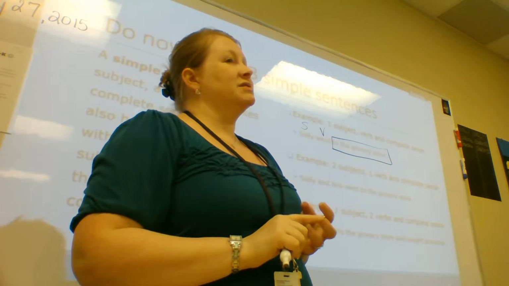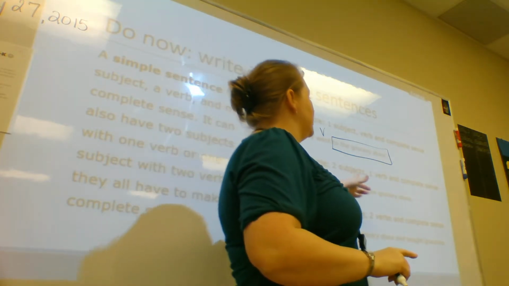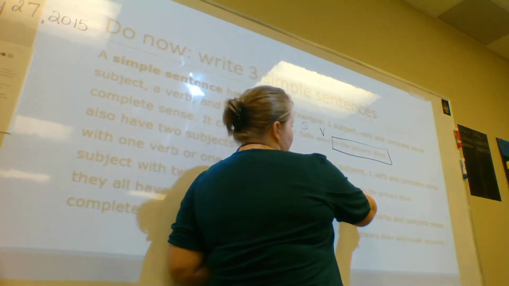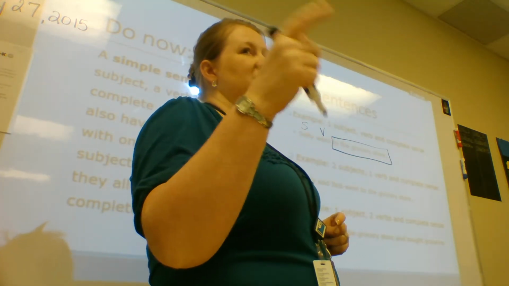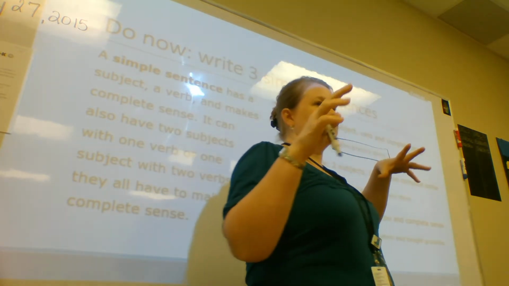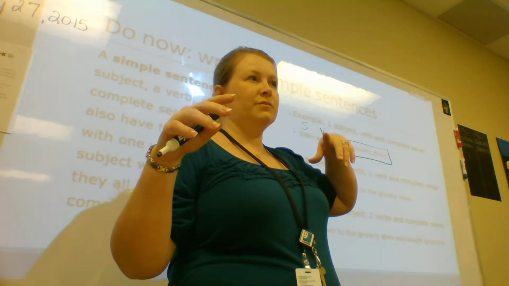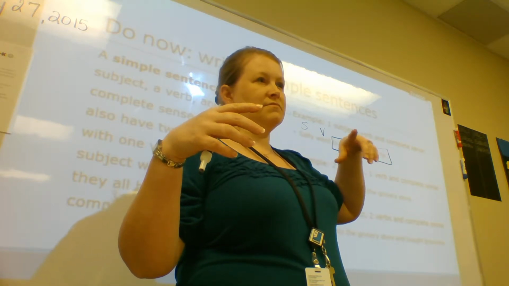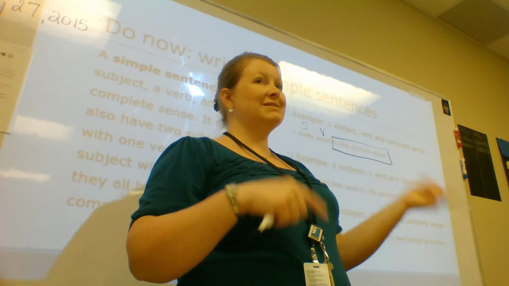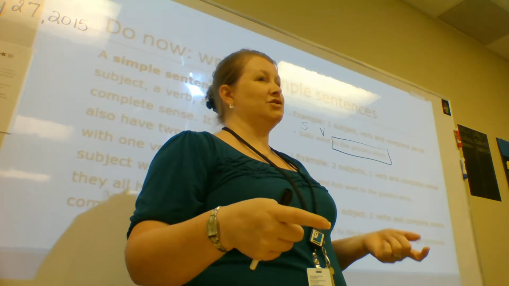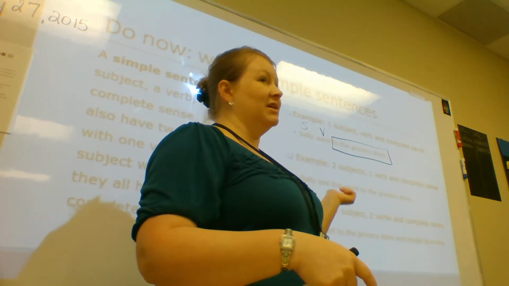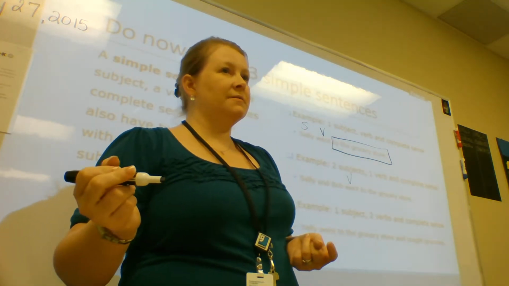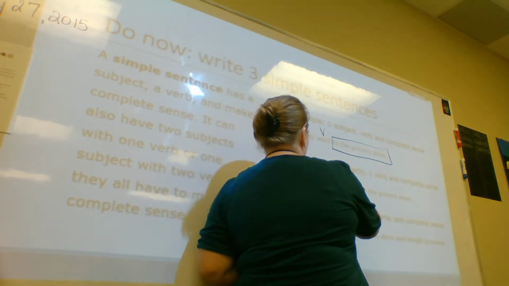Now another option for a simple sentence is to use 2 subjects with 1 verb. Again, it has to make sense. Sally and Bob went to the grocery store. Which of these things do we find first? The subject, verb, or sentence? What do you find first? Find the verb first. It's the easiest. It's going to be the action word. What's the action in this sentence? Went. Now who or what went? Sally and Bob.